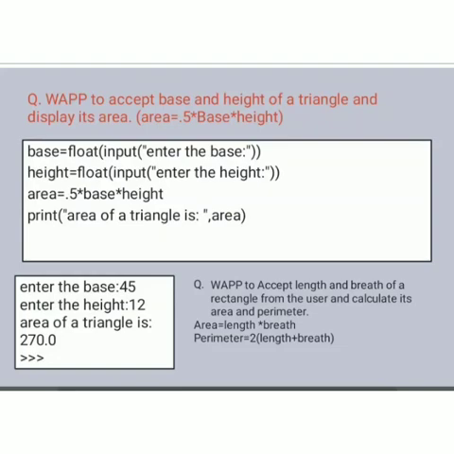Now one question for your homework. You will be solving it on your own. The question which I am giving you here is: write a Python program to accept length and breadth of a rectangle from the user and calculate its area and perimeter. Instead of one thing, you have to calculate two things now, area and perimeter. Formulas are already given here. Area is equals to length into breadth. Perimeter is equals to 2 into length plus breadth. So all the best for your programming.